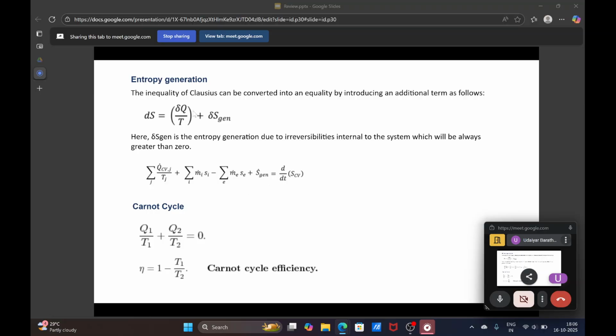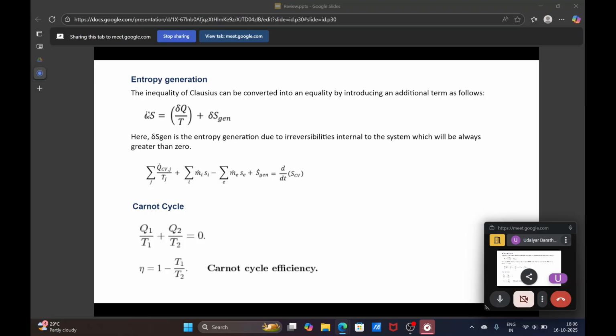So then you have entropy generation or entropy balance. So you get dS = δQ/T plus entropy generated. So this is from the Clausius inequality. For a reversible process, dS is dQ_rev/T, but in an irreversible process there is some additional entropy which is generated. So because dS is always greater than or equal to 0, to make it equal, we write dS = dQ/T plus some entropy generated term.